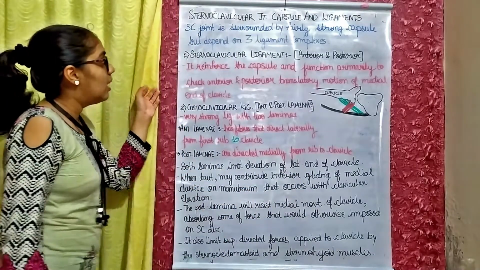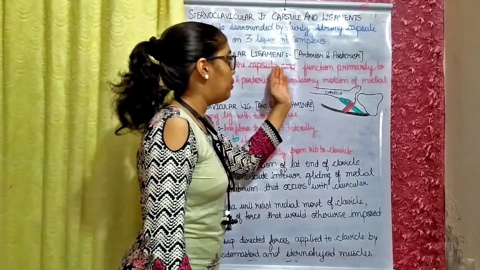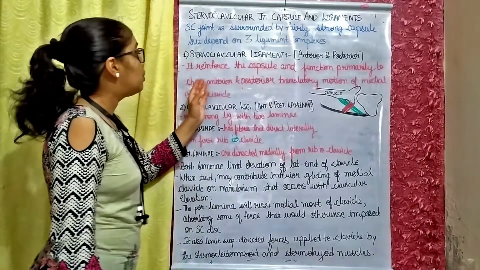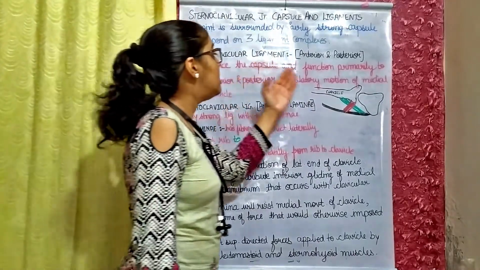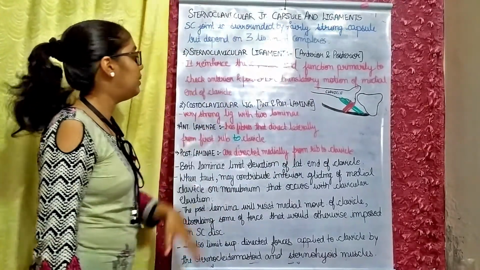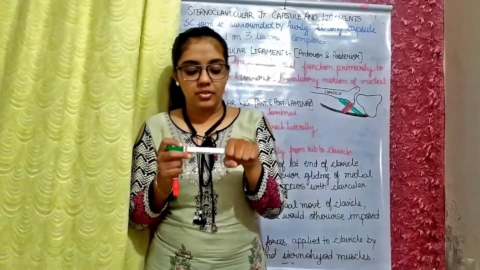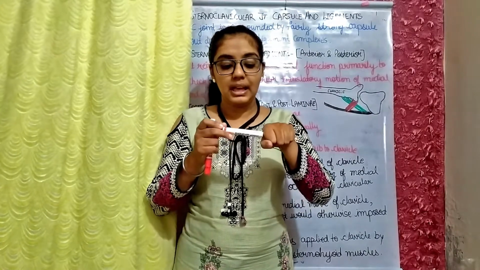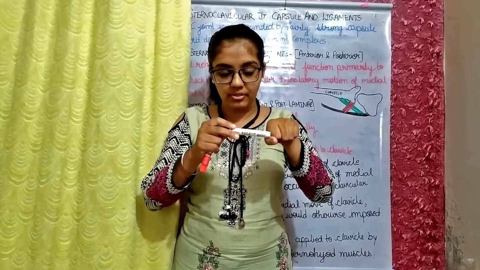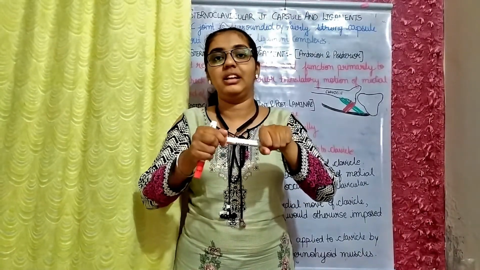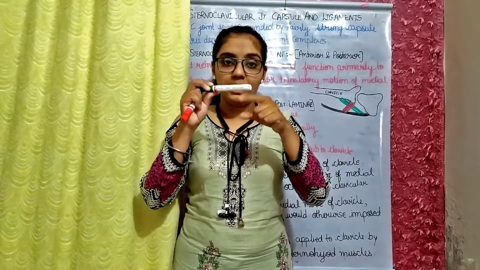It reinforces the capsule and functions primarily to check the anterior and posterior translatory motion of the medial end of the clavicle. So its basic function is to limit the anterior translation and posterior translatory motion of the medial end of the clavicle.